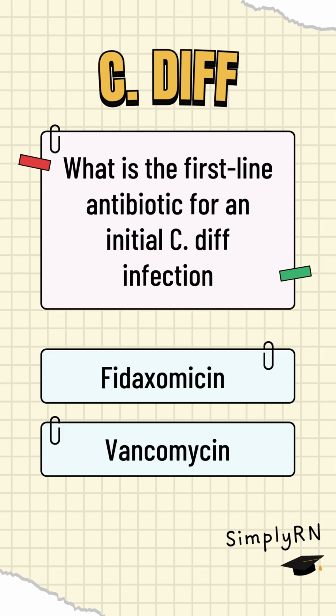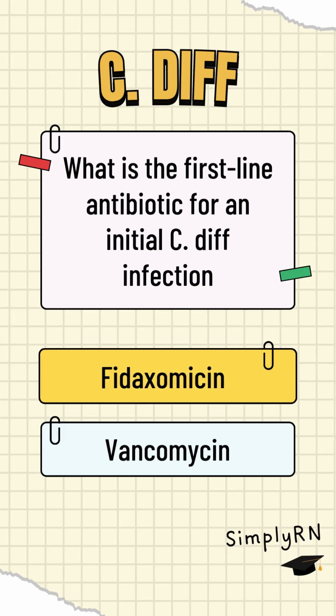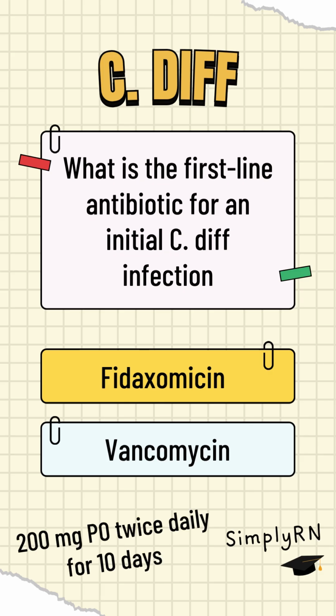What is the first-line antibiotic for an initial C. difficile infection? Fidaxomicin. Fidaxomicin is preferred for an initial C. difficile episode because it yields similar cure with lower recurrence. Fidaxomicin is prescribed as 200 milligrams by mouth twice daily for 10 days.